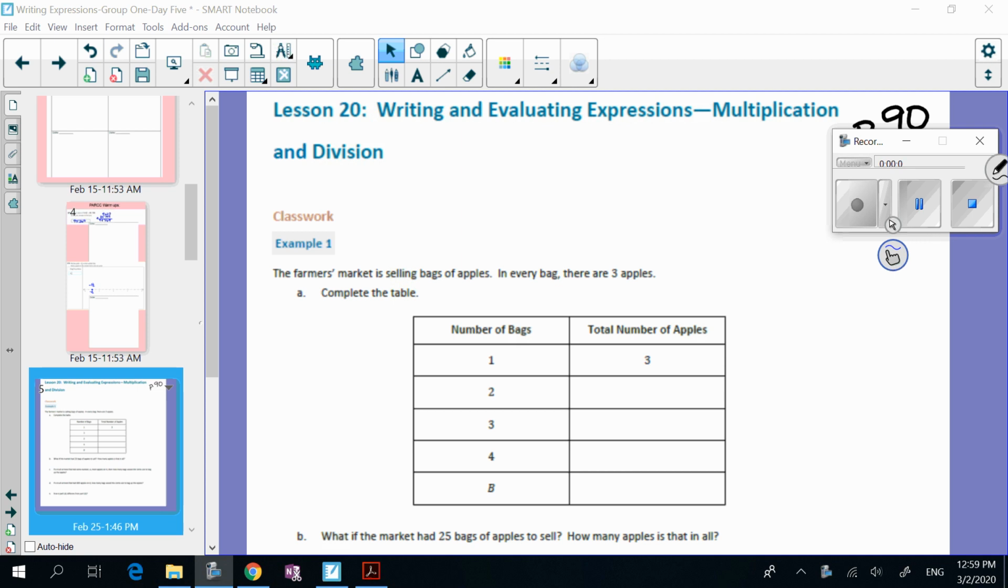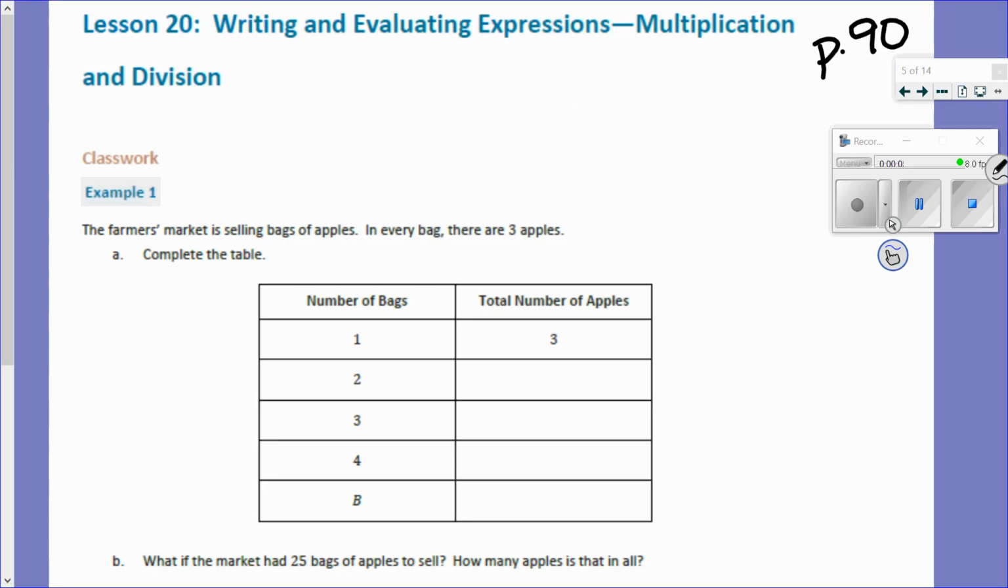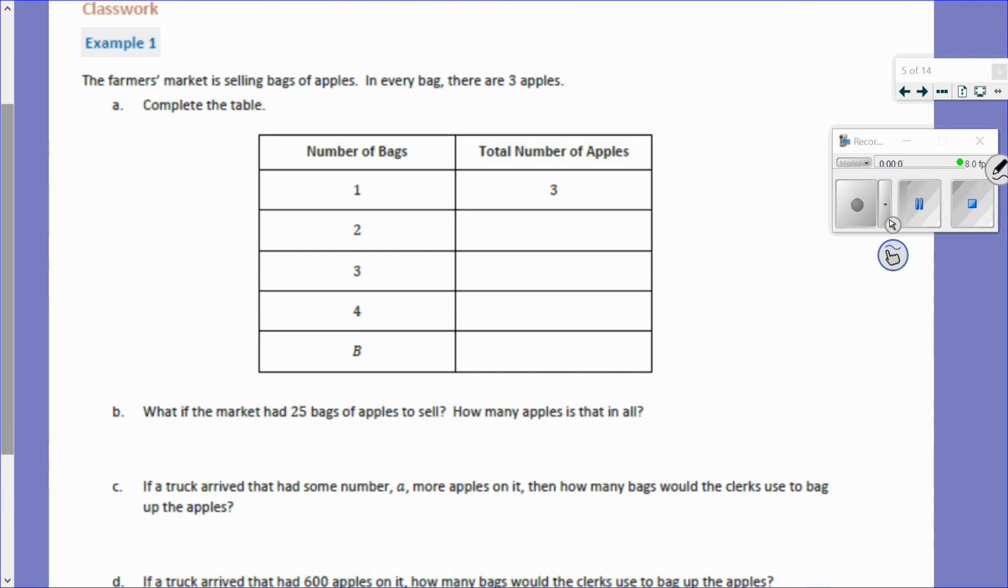Okay, guys, starting on page 90, we filled out the table last time. So let's go ahead and finish that one off. We determined 1 was 3, 2 was 6, 3, 9, 4, 12. For part B, I was just multiplying by 3. So we always write our coefficient before the variable when I'm writing a multiplicative algebraic expression.